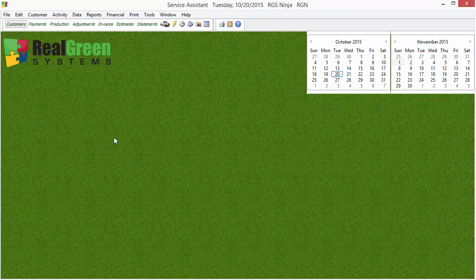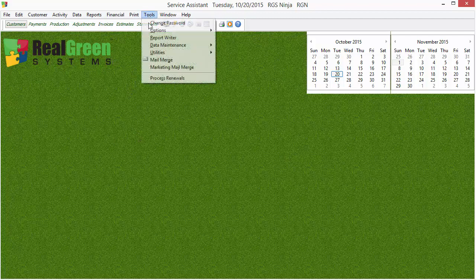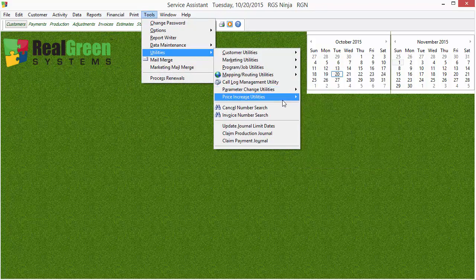So again, just to recap, we have two utilities in the report. We go to price increase utility. The first utility is for the price chart. The second utility is for the existing customers, and the third thing, which is the report, is the price discrepancy report.